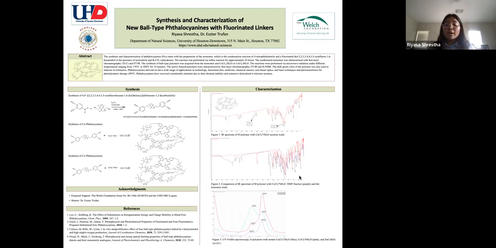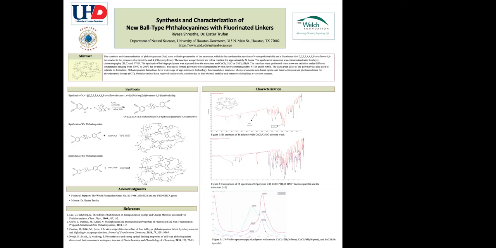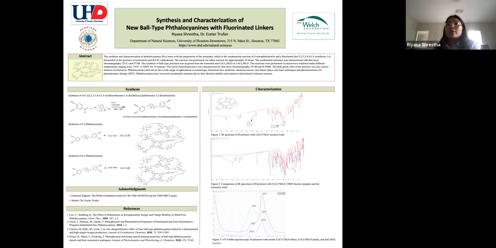Also, the intensity of these peaks depends on the concentration that was put in the UV-vis spectroscopy machine. For the future, we will be purifying these compounds more and more and using different methods of characterization. We'll also try to grow a single crystal so that we can check if the compound that we got has the correct structure for the ball type phthalocyanine.